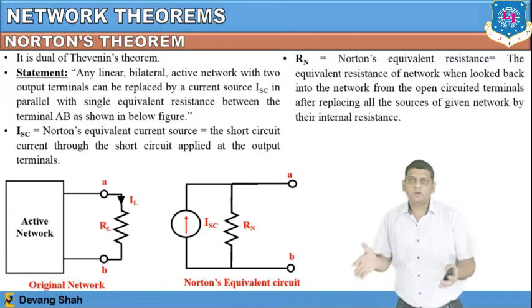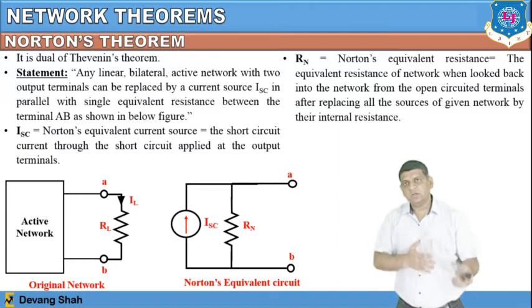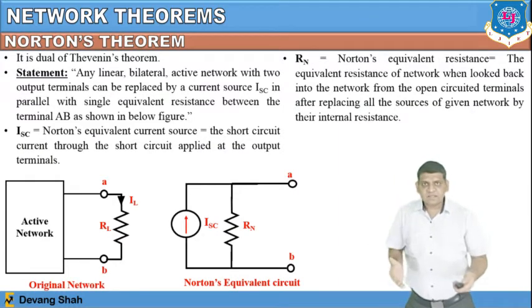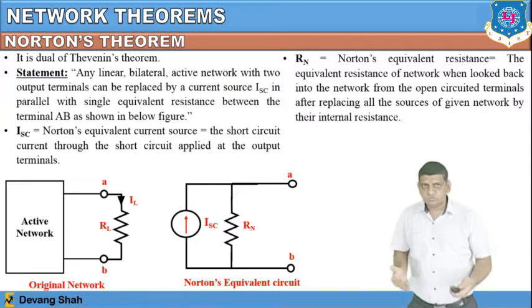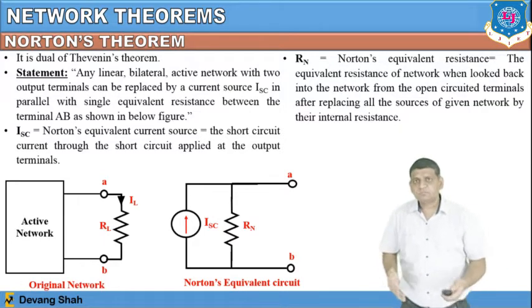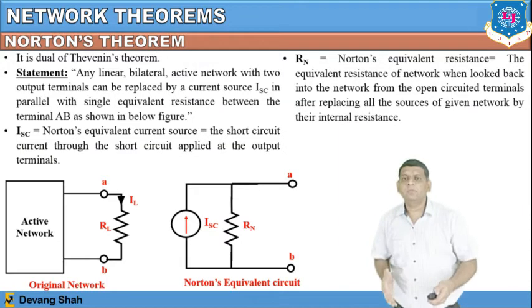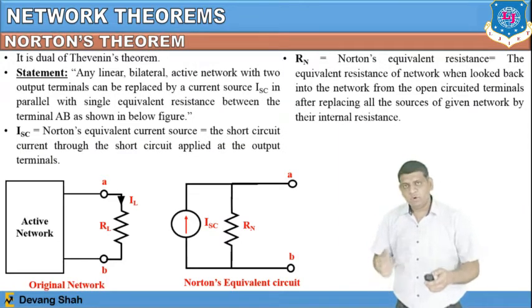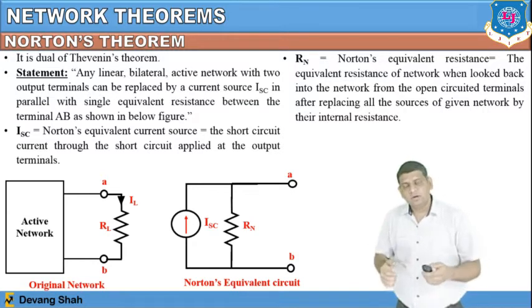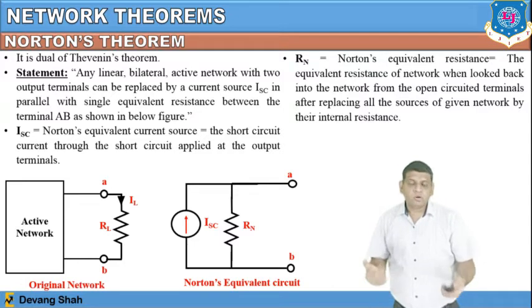So both are in parallel, and then you have to connect your actual RL, right? Here the ISC is nothing but the Norton equivalent current source. If you remove the RL at the initial part, then you have to make the terminals A and B short, and whatever current is passing through terminals A and B is defined as your short circuit current, right? In the same way, Rn is called the Norton equivalent resistance.